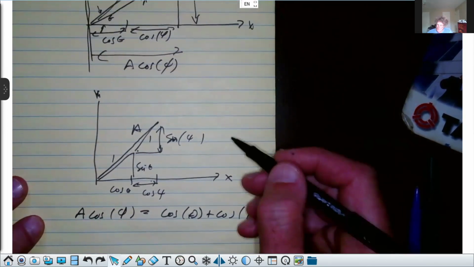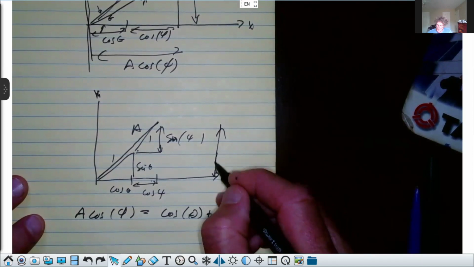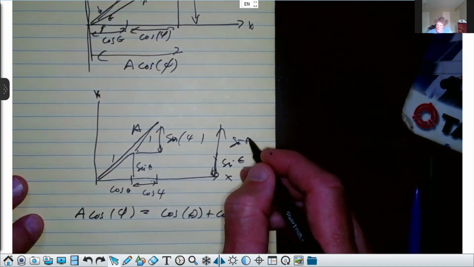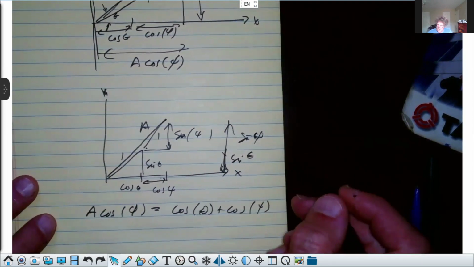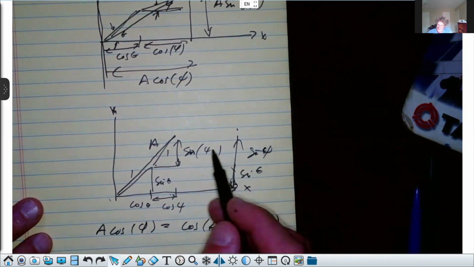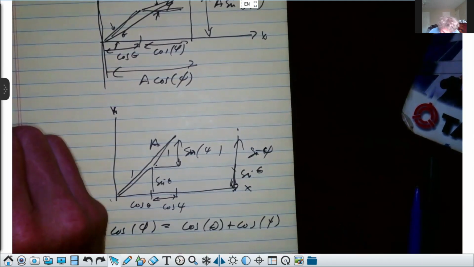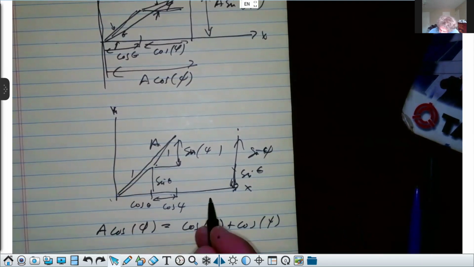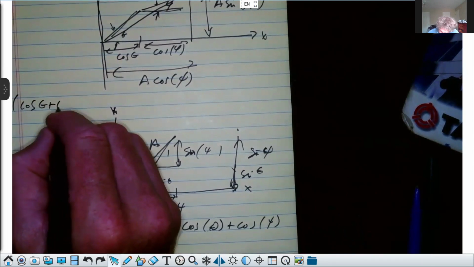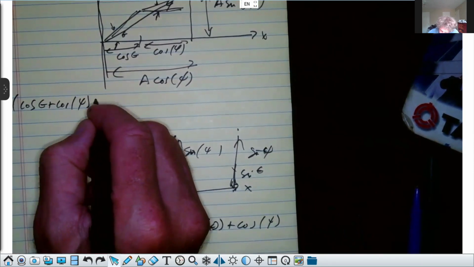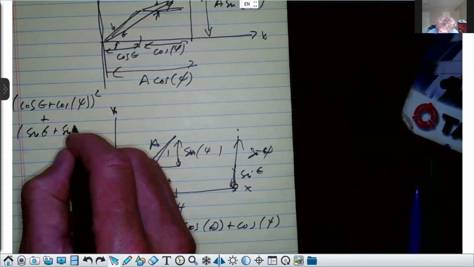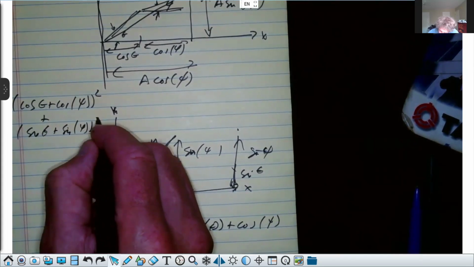Now, look, the vertical one is also going to be a sine of theta plus a sine of psi, sorry. So if you look at this, this squared plus this squared has to be equal to A squared, and that's the key. A squared is equal to this squared, which is going to be cosine of theta plus cosine of psi, quantity squared, plus sine of theta plus sine of psi squared.